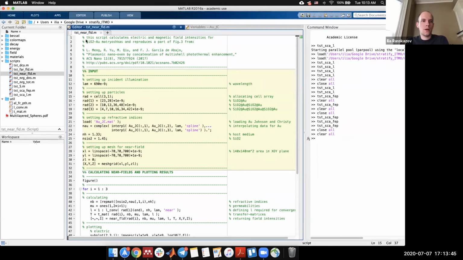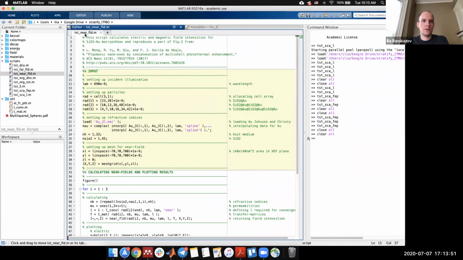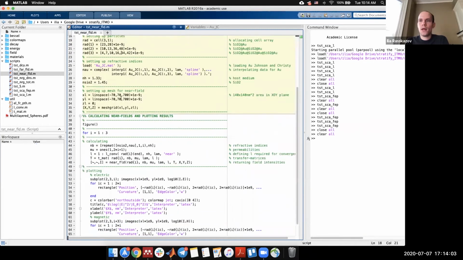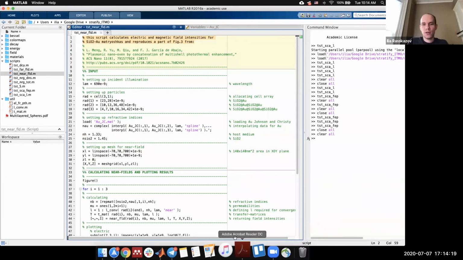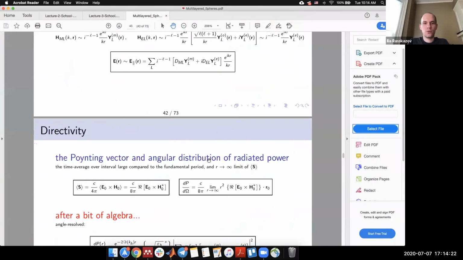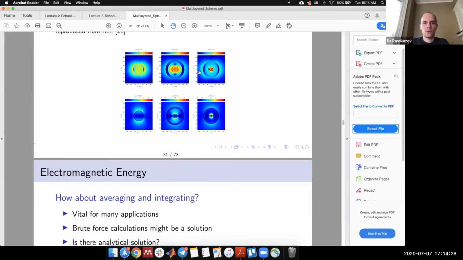Okay, so please open up the TST near field. And before we go to the break, I will try to briefly explain what's going on here. This script calculates the near field distribution. We're going to reproduce the very same picture from the presentation, this one.